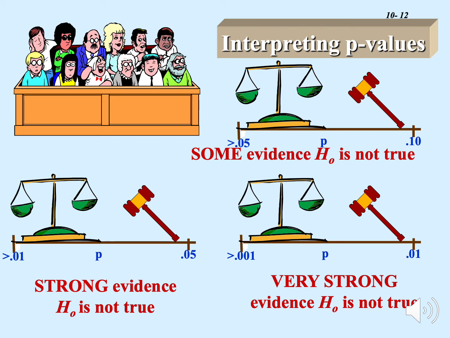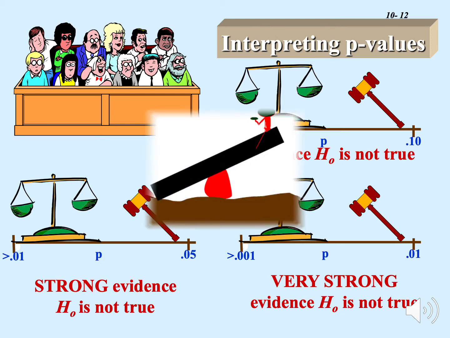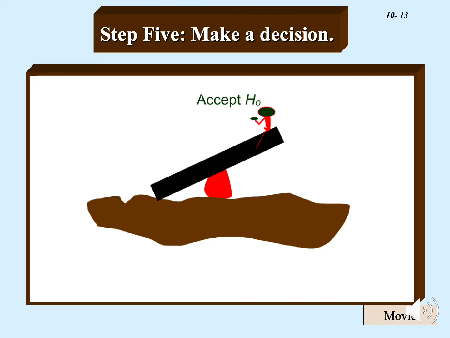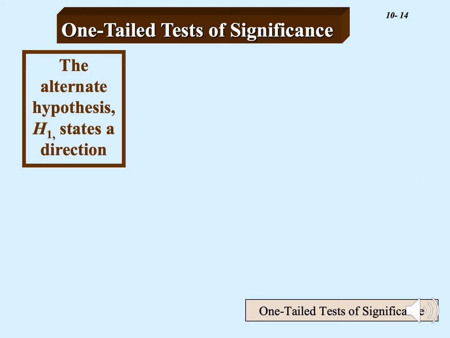It doesn't really say that there is no evidence. There is some evidence that H0 is not true. But that some evidence is not enough to say that H0 is not really true. So you need to have more pieces of evidence to prove that H0 is not really true, just like this one: strong evidence and very strong evidence. And in step 5, of course, you have to make a decision whether to accept H0 or reject H0.